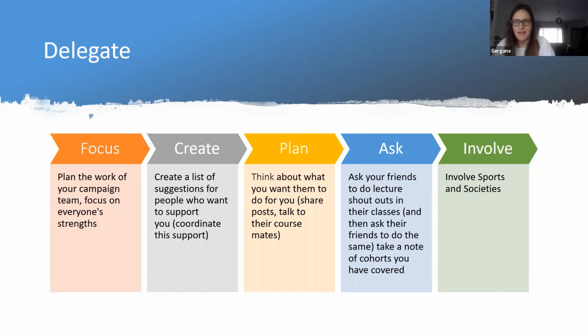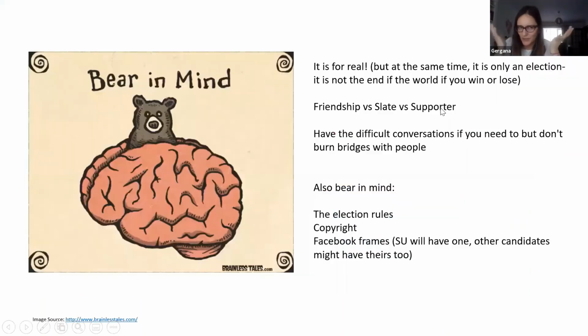Okay, and then my next slide is about what are the things you should always bear in mind. What are the things that you should always have in your mind when you're doing whatever you're doing? So the first one is that it is for real. If you win the election, you're going to be offered a contract for a full-time job if you're running for the sabbatical officers, and if you win the election for the part-time, you will become the part-time officer.